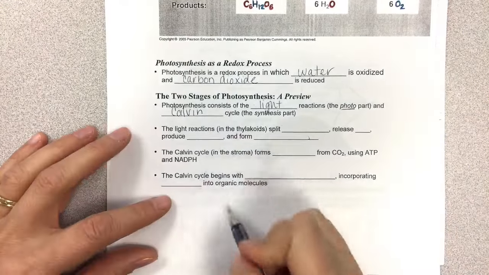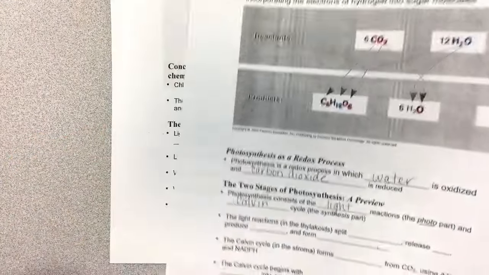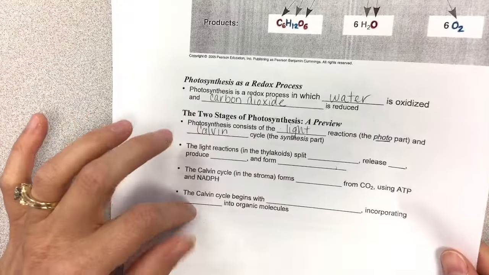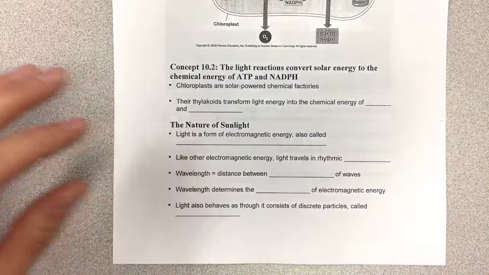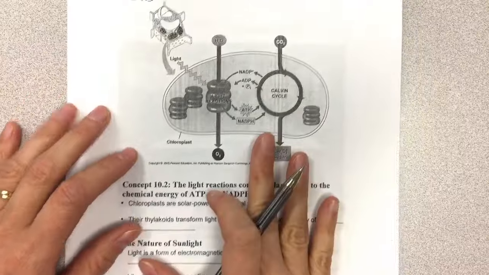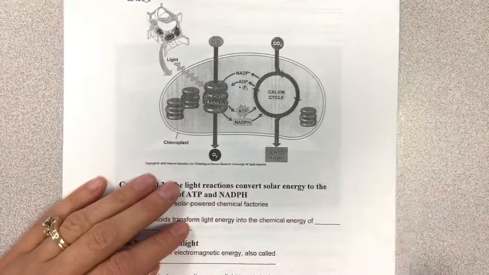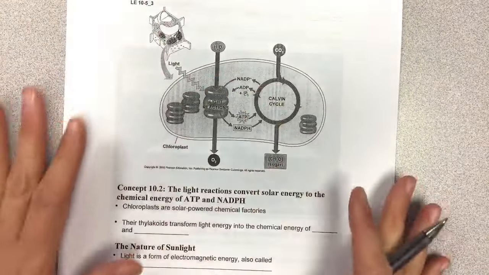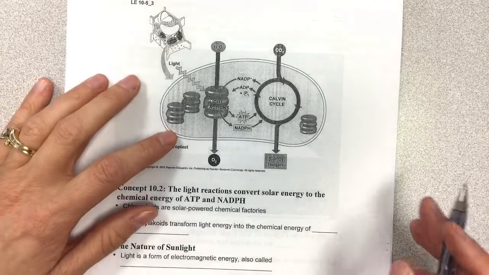Actually, I'm going to come back to this after we go through the picture, because I'm going to have you try and fill this out on your own. So if you refer ahead to this picture here, and we'll come back to those three bullets here, this is the overview of photosynthesis.